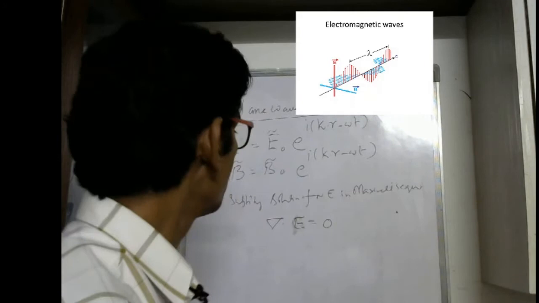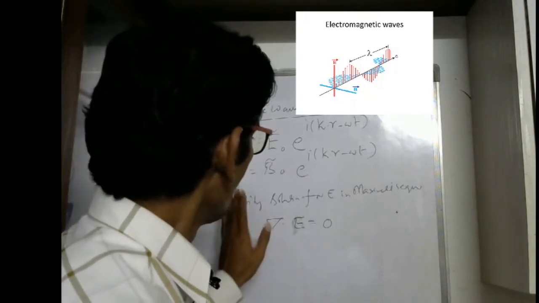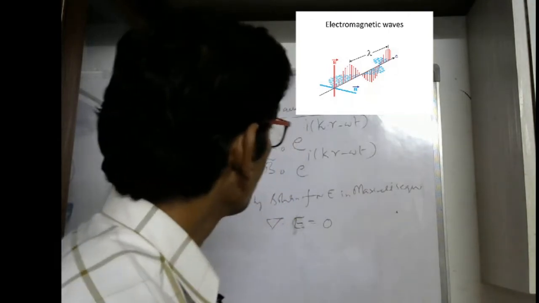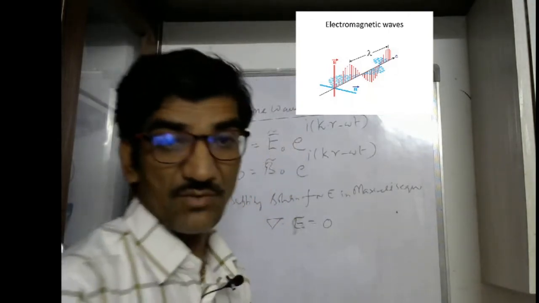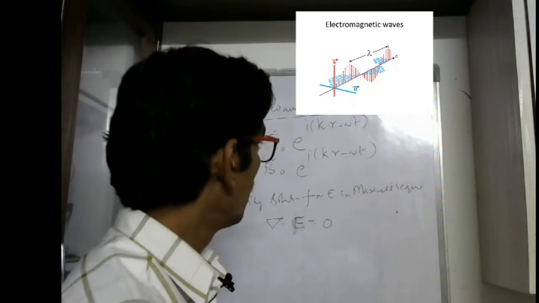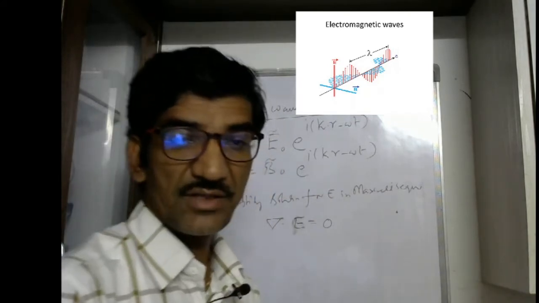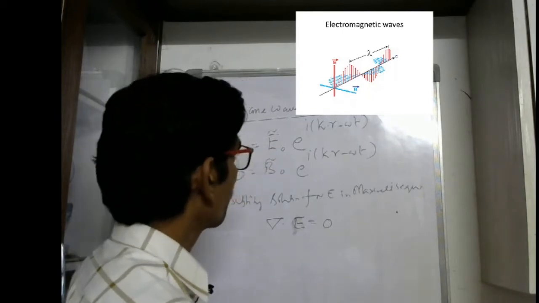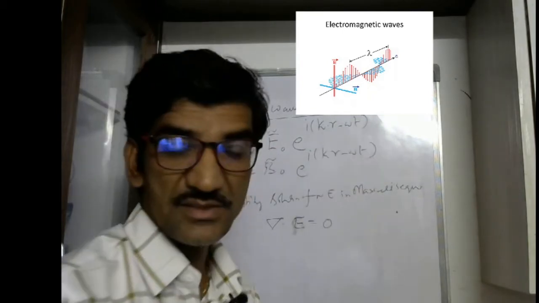Here, you know what del is? Okay. Actually, what is here? K to the power of del dot E is equal to 0. Okay. Now, what is K dot R in this?